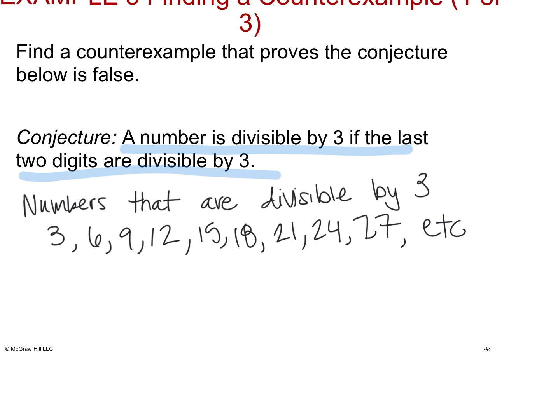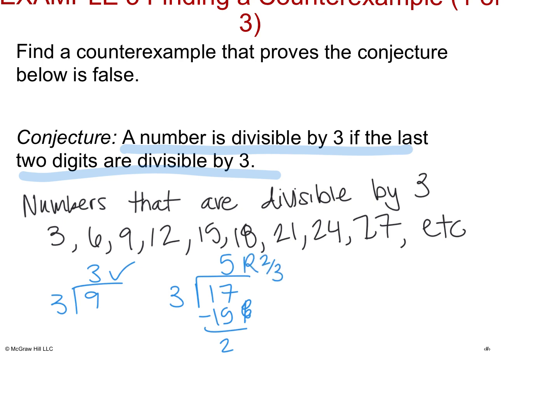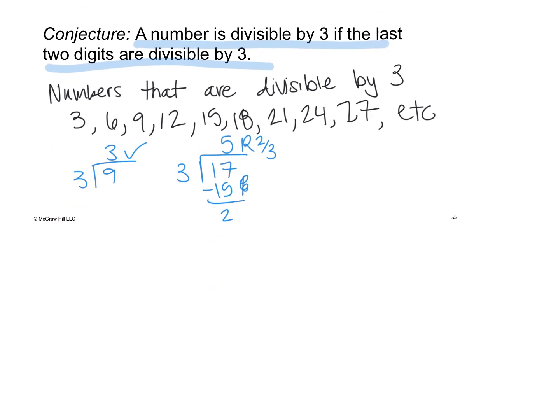So an example: 9 divided by 3 is 3, that means that 9 is divisible by 3. But if I had something like 17 and I tried to divide that by 3, I would have a remainder. It doesn't go evenly in. I'd have a remainder of 2 if it was 17, right? So we're going to pick a number where the last 2 digits are divisible by 3, but the number itself is not. For example, I'm going to pick 27. So 27 is divisible by 3.